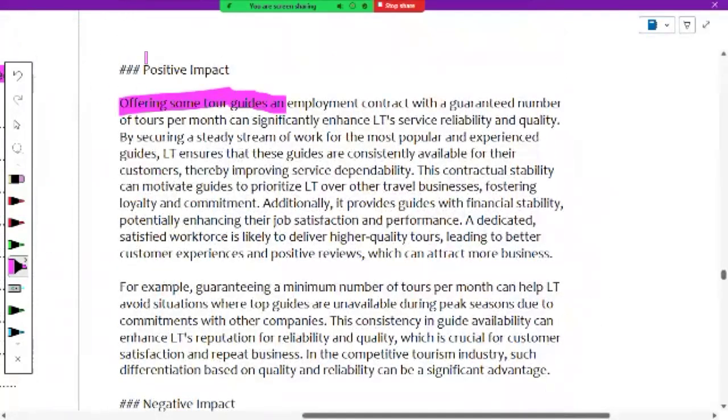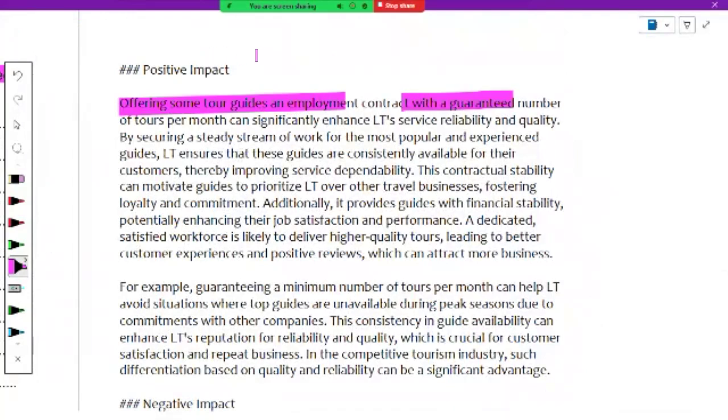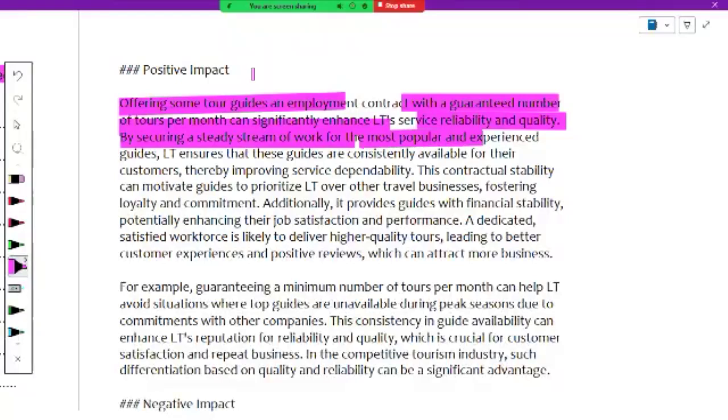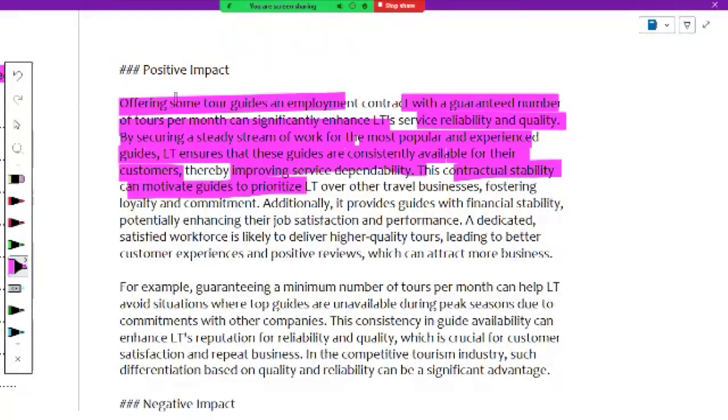Offering some tour guides an employment contract with a guaranteed number of tours per month can significantly enhance LT's service reliability and quality. By securing a steady stream of work for the most popular and experienced guides, LT ensures that these guides are consistently available for their customers, thereby improving service dependability. This contractual stability can motivate guides to prioritize LT over other travel businesses, fostering loyalty and commitment. Additionally, it provides guides with financial stability, potentially enhancing their job satisfaction and performance.